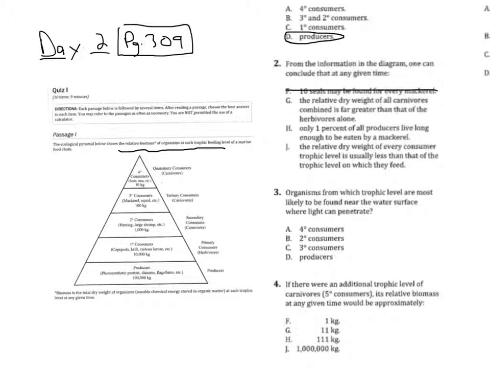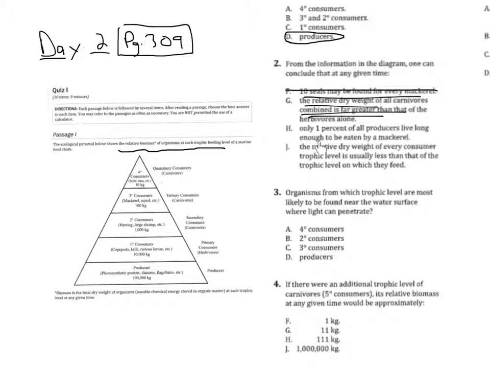And remember on the ACT, it pays big time to guess, and if we can eliminate, that's even better. Let's look at G. It says the relative dry weight of all carnivores combined is far greater than that of herbivores alone. Well, first of all, I see carnivores and herbivores. So here on my chart, here are my carnivores, 1,000, 110. So it's close to 1,000. My herbivores are over 10,000. So the herbivores are greater than the carnivores, but this question's not what that's saying. So we can eliminate G.